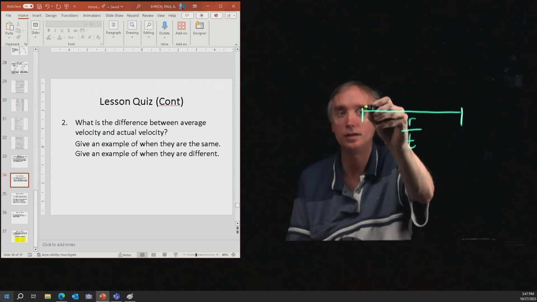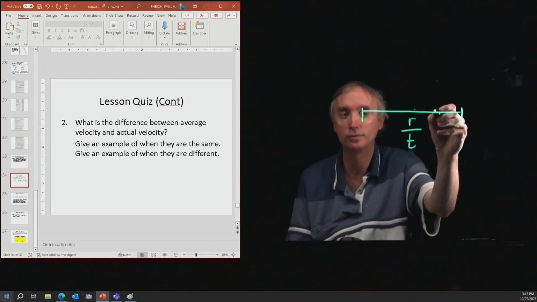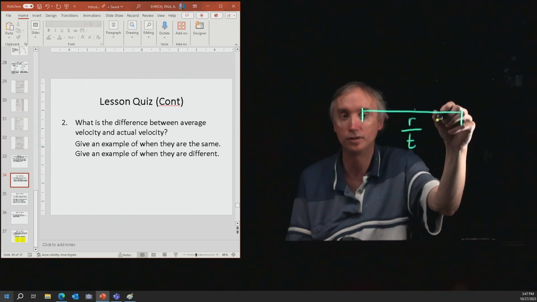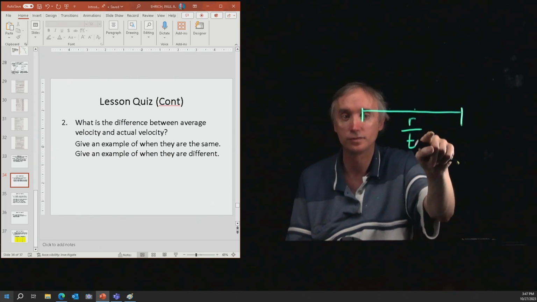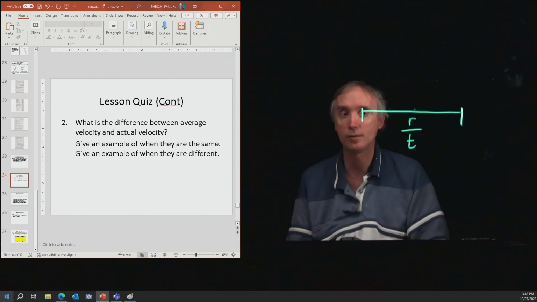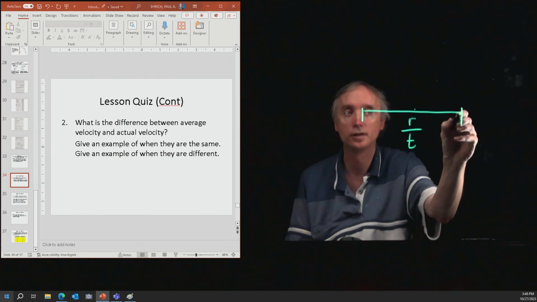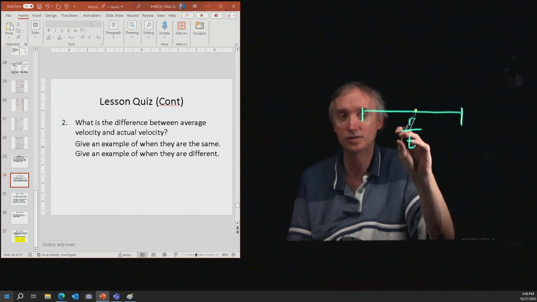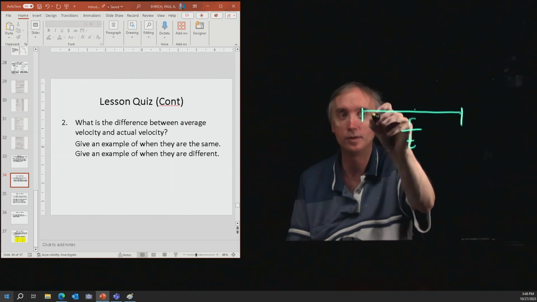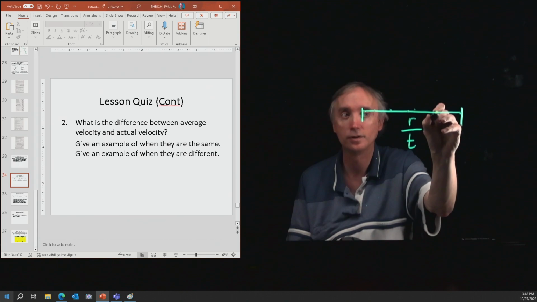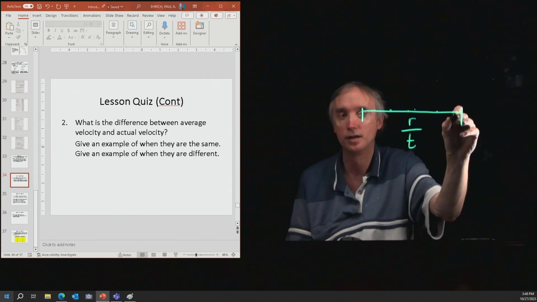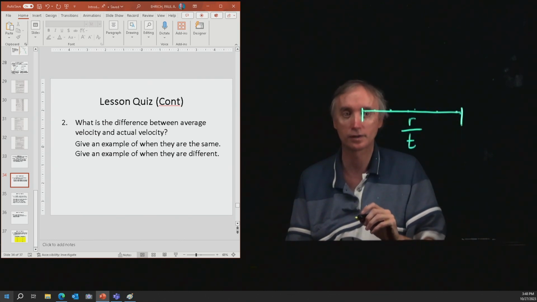So you could speed up, you could slow down, you could speed up, but then when you average all of those different speeds together, it could equal this average speed here. So give an example of when they are the same. All right, that would be if you're going from here to here and you are going at the same speed all the time. So 5 meters per second. So you're going 5 meters per second here, here, here, here, and here. So your actual speed is 5 meters per second, and then your average speed is 5 meters per second.